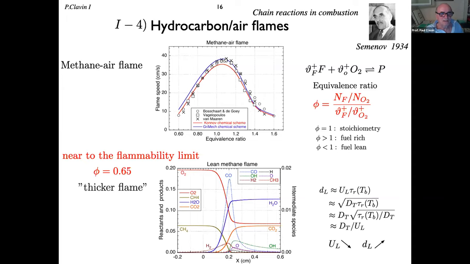But what is interesting is that close to the flammability limit, the propagation speed is small, so that the thickness of the flame is large, and it is much easier to compute the different profiles, the concentration profiles of the different species across the flame. Here you see, this is a lean flame, so the methane is zero in the burned gas, and you have an excess of oxygen in the burned gas, and you have some of the intermediate species, CO, the radical OH, H2O. There is also the radical H, but it is very small also, and which can be obtained by solving the inner structure of the flame.